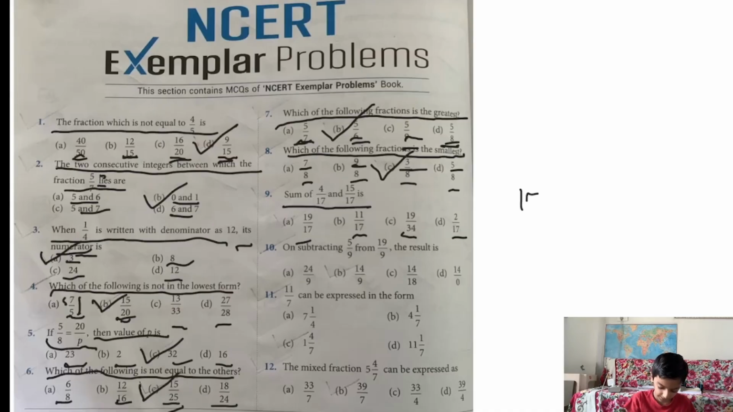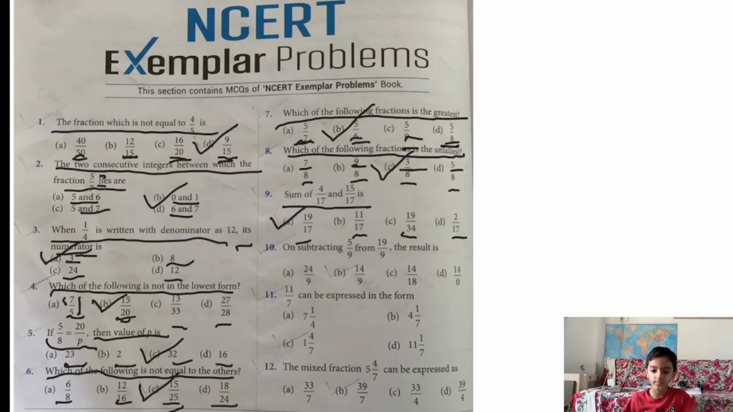So 15 plus 4 is equal to 19. So the denominator will keep same. So the result of 4 by 17 plus 15 by 17 will be 19 by 34. So the correct answer of question 9 is option A, which is 19 by 17.